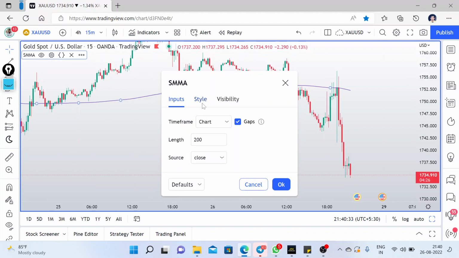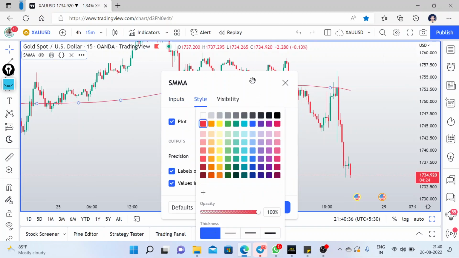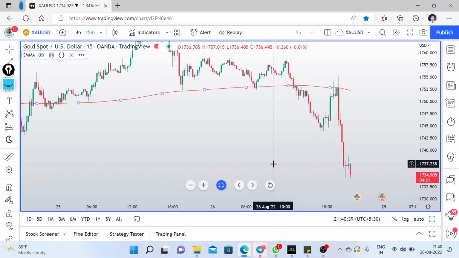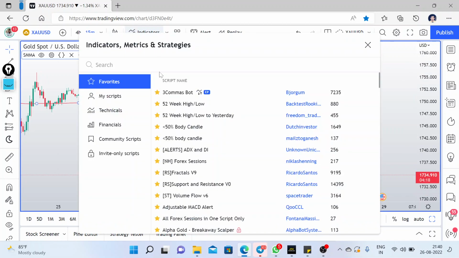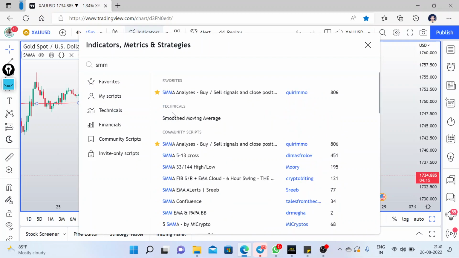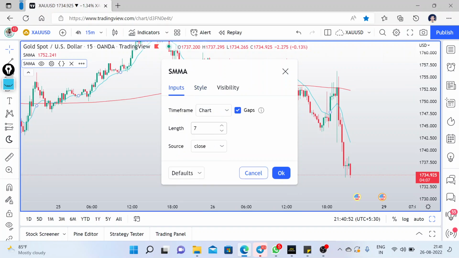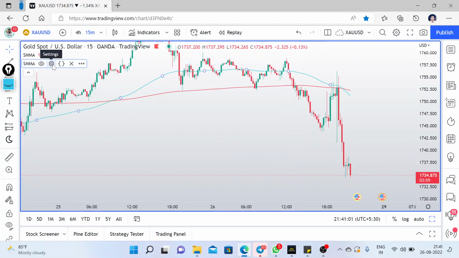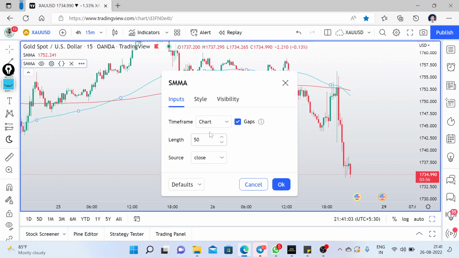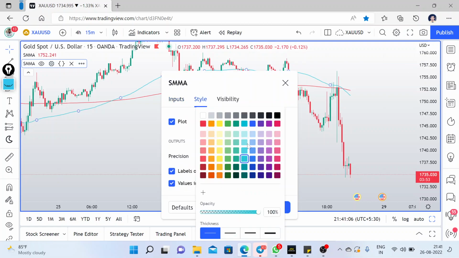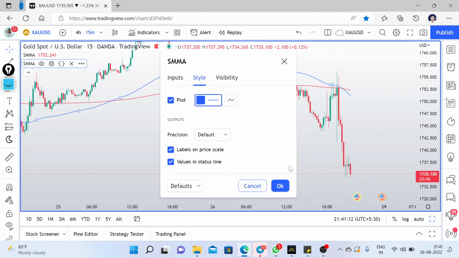Let me change the color. The next that we need for this strategy is another smoothed moving average. The length of this smoothed moving average will be 50. I think many of you already know this combination or this crossover method, but what I'm going to do is make another change, or another modification, in this strategy.